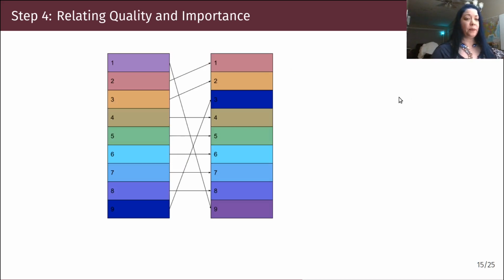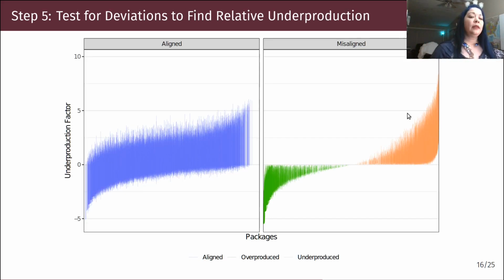Next step, relating quality and importance, we took a rank ordering approach between quality and importance. This is just that idea that the most important component should map to the highest quality, and so on. And our last step in the method, step 5, is to test for deviations. And where the rank orderings of quality and importance diverge substantially, we characterize those packages as misaligned, either overproduced or underproduced. And what we found is that underproduction is significantly widespread in Debian.